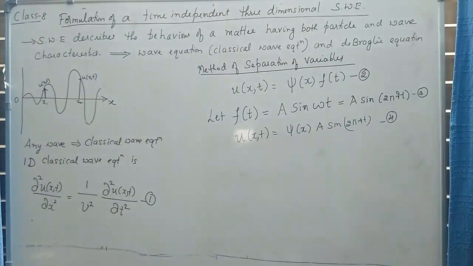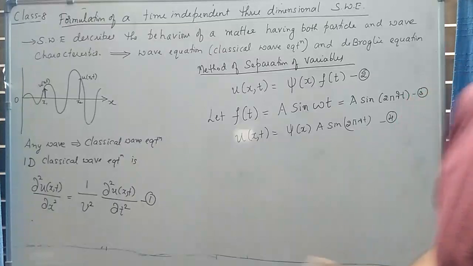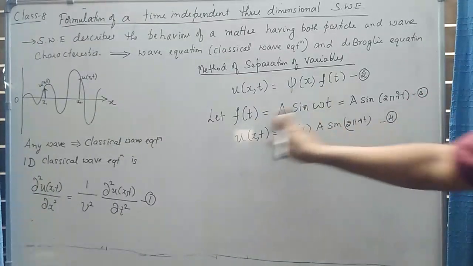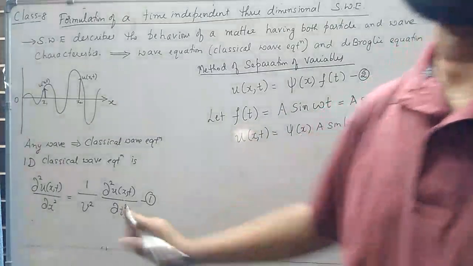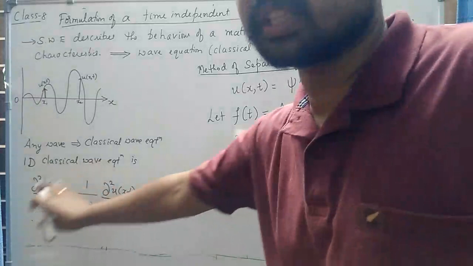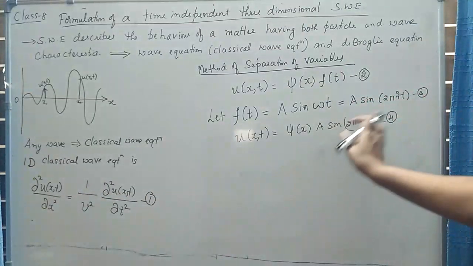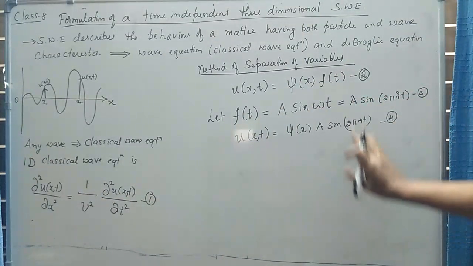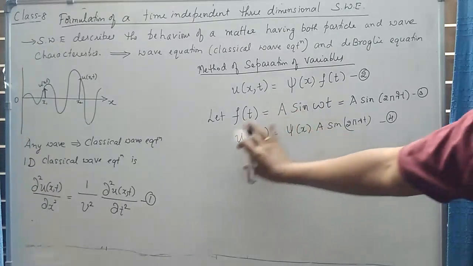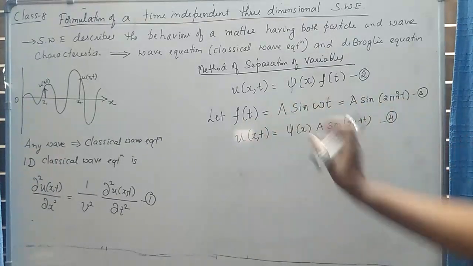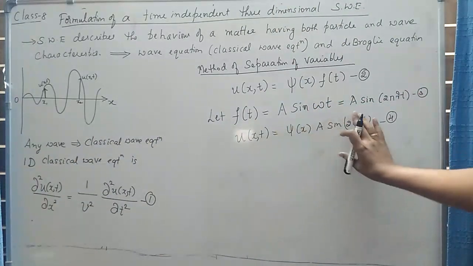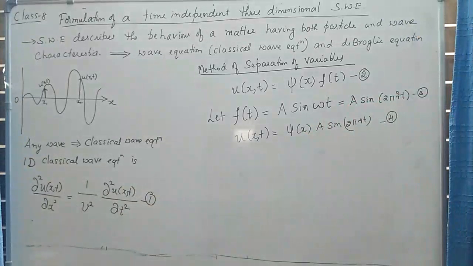So this is the expression for the amplitude u of x,t, and this expression should satisfy equation 1. We are trying to find a solution for this equation, and we are assuming that this may be a possible solution. If this is a possible solution, what does it mean? This expression should fit into equation 1. Then only it will be called a solution for equation 1.